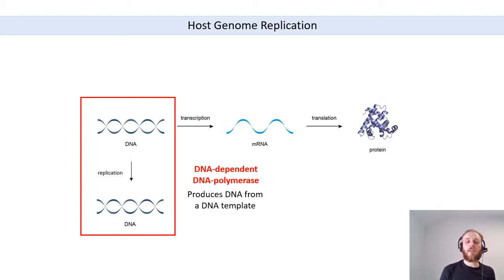Now for host genome replication, the same principle applies, but it's just a different enzyme because it's a different process. But the naming of the enzyme is completely consistent with what we've talked about. So the enzyme that mediates this process is a DNA-dependent DNA polymerase. It's a DNA polymerase because it's producing DNA, it's polymerizing deoxyribonucleotides, and it's DNA-dependent because it's using the host cell DNA genome as a template. So clearly it's a DNA-dependent DNA polymerase that is facilitating host genome replication.